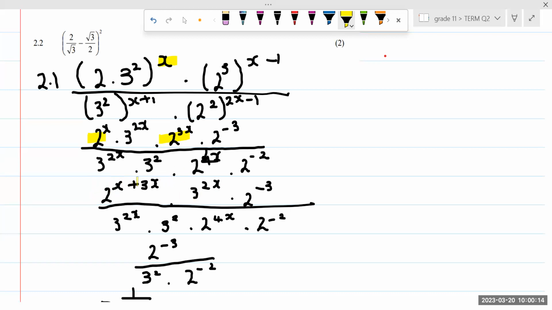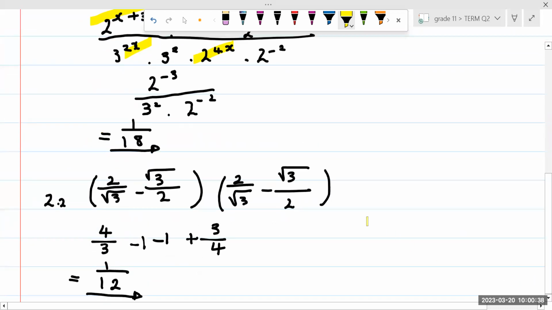2 to the power of x plus 3x gives me 2 to the power of 4x, and I already have 2 to the power of 4x as my denominator. This one divides this one, and this one will also divide this one. So I'll be left with 2 to the power of negative 3 over 3 to the power of 2 multiplied by 2 to the power of negative 2. And then I punch that into my calculator, and it will give me 1 all over 18. That's the final answer. Then I came to 2.2.